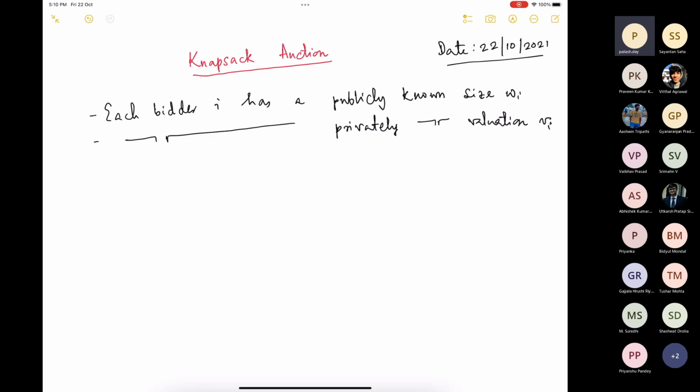Okay, and the seller has a capacity. The seller is the one who wants to decide which ads will be shown in that 5 minute slot. The seller has a capacity W. Okay, and what are the allocation vectors? So suppose there are n bidders, as usual, there are n bidders.